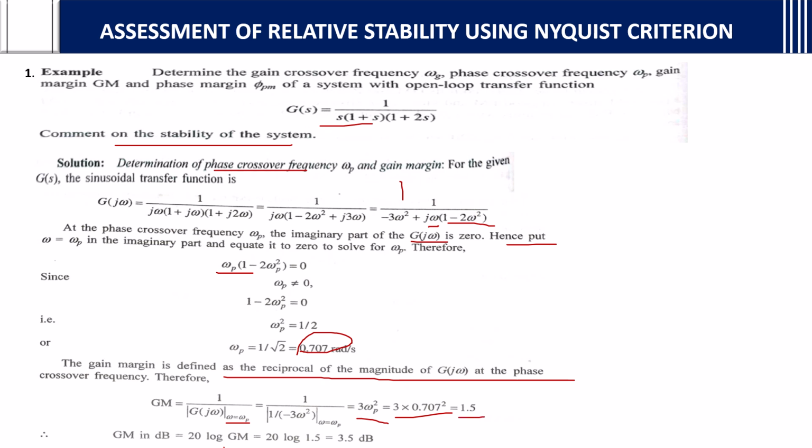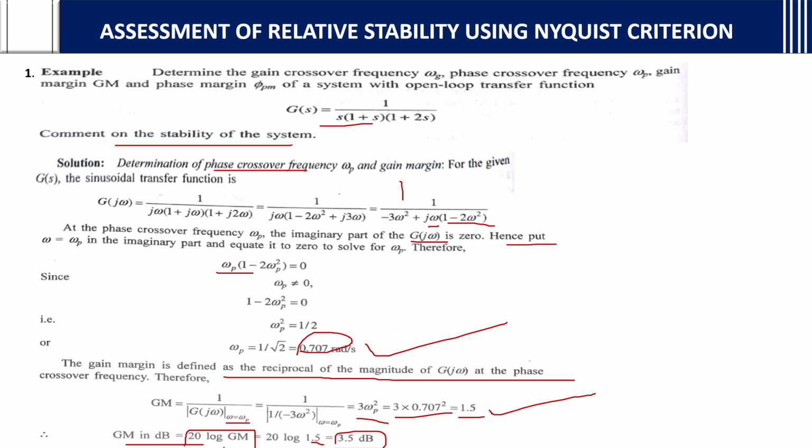So how will you get GM in dB? 20 log gain margin will be what? 20 log 1.5. If you use a calculator, you will get 3.5 dB as the gain margin. Once you have found the phase crossover frequency, you need to find the gain margin by taking the reciprocal of G of j omega at omega equals omega p.